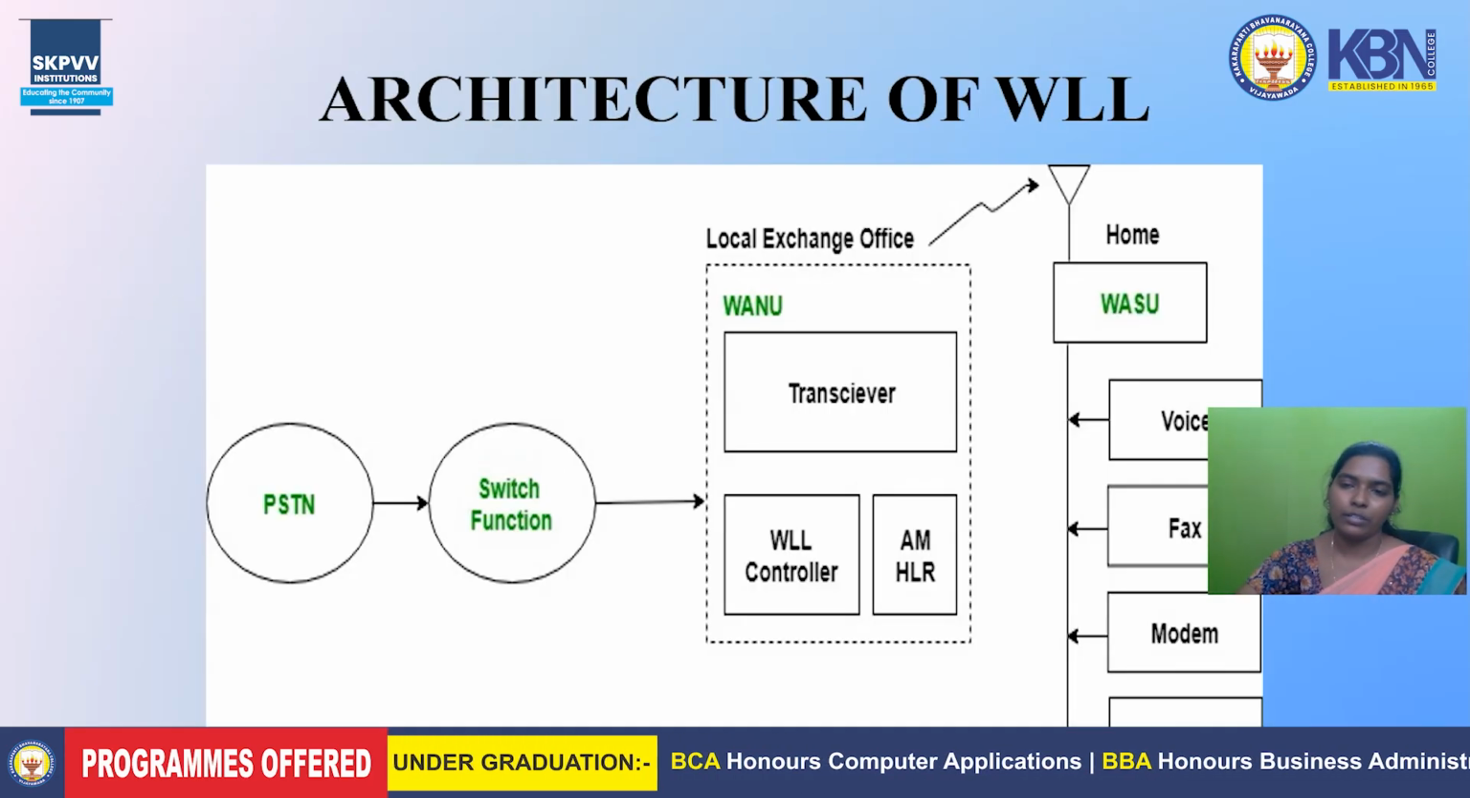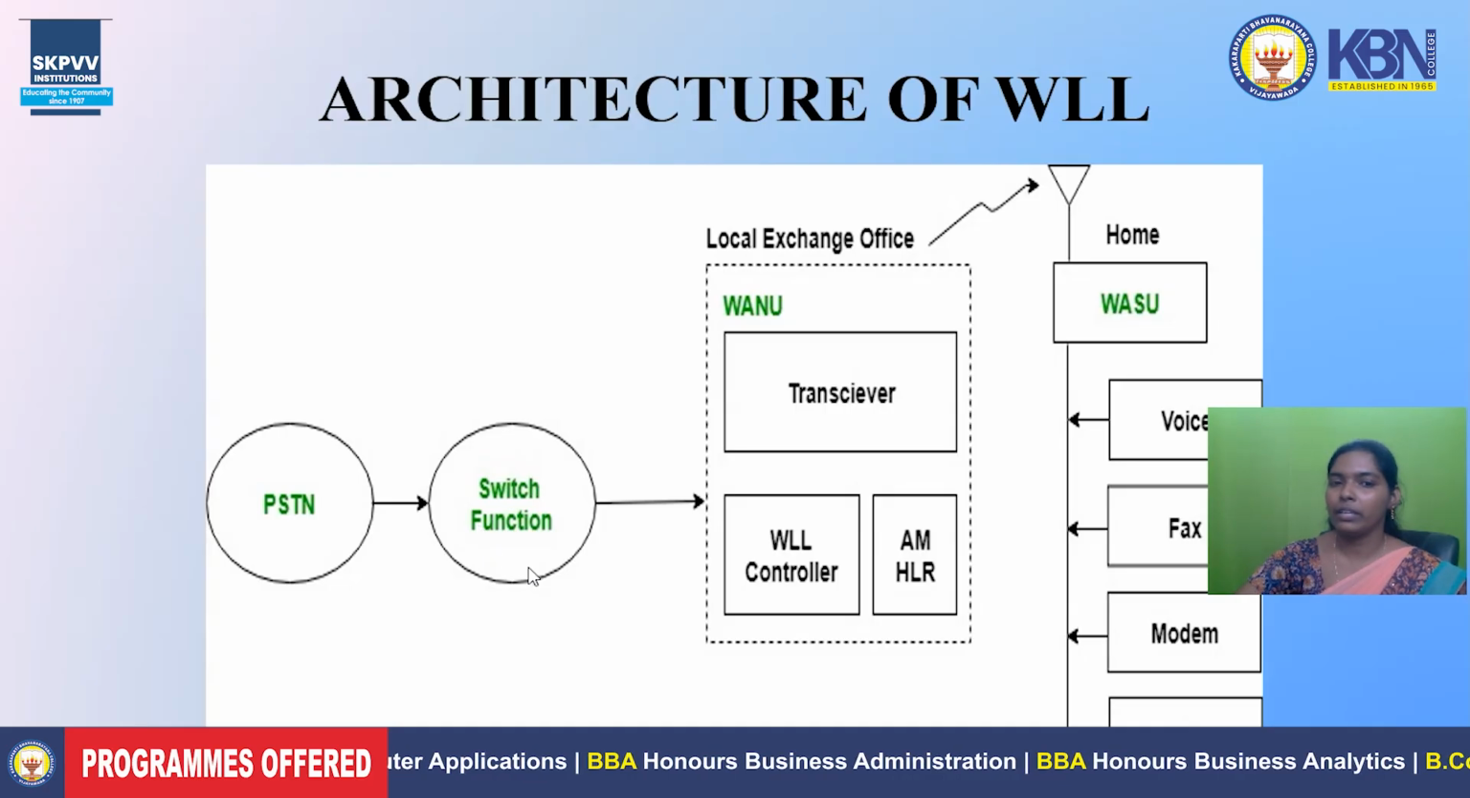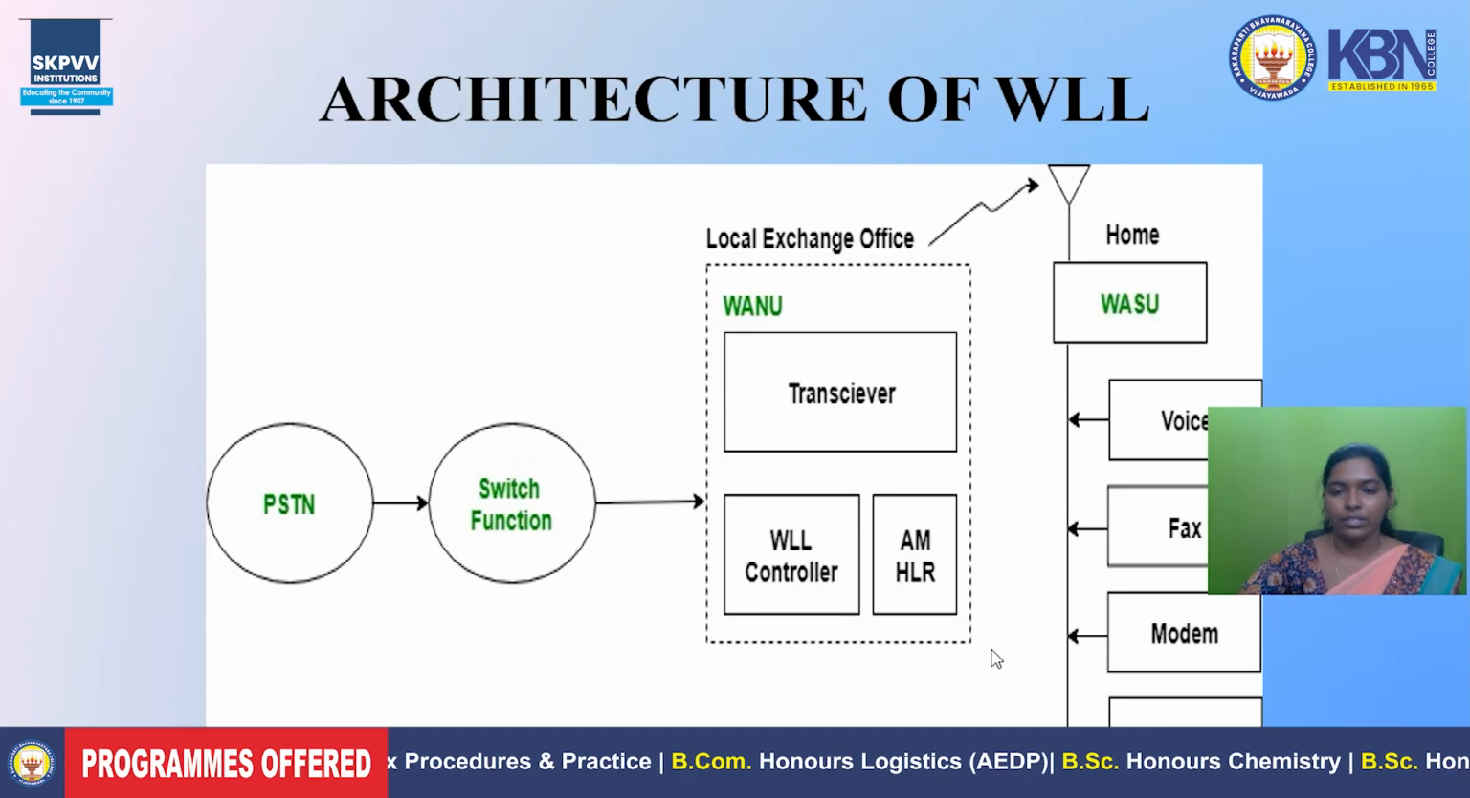So this is the architecture of wireless local loop. This is the public switched telephone network. The switching function routes our calls. This is a local exchange office. It consists of a network unit and a wireless access subscriber unit. The subscriber unit means the devices in our premises, that is, a home. We can make voice connections, fax, and modem, meaning data connections.